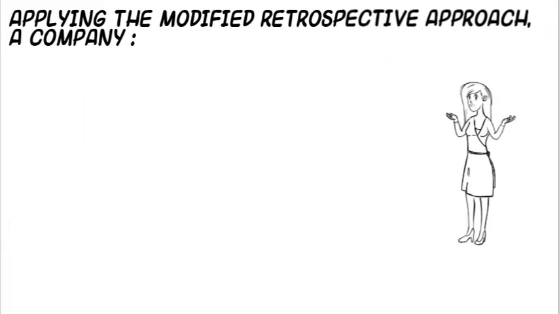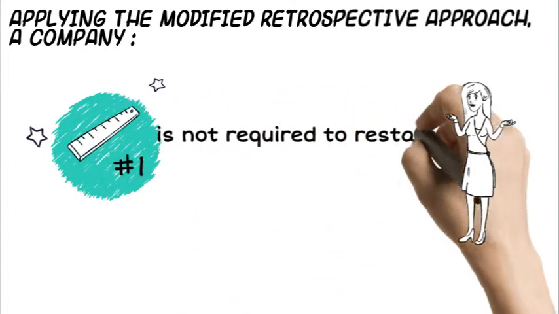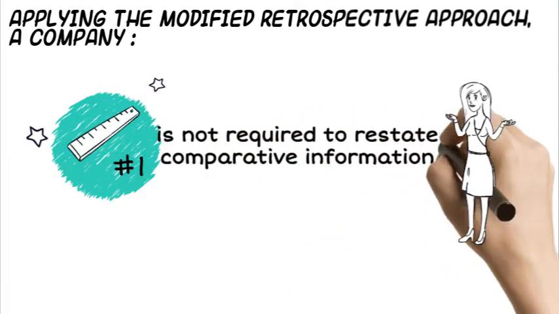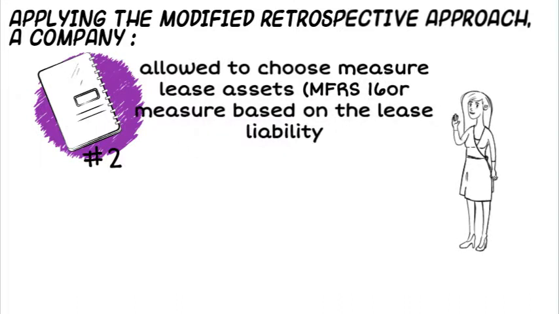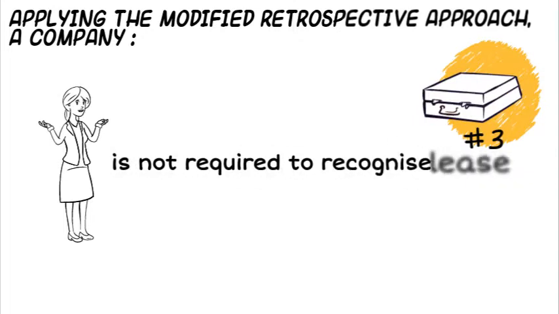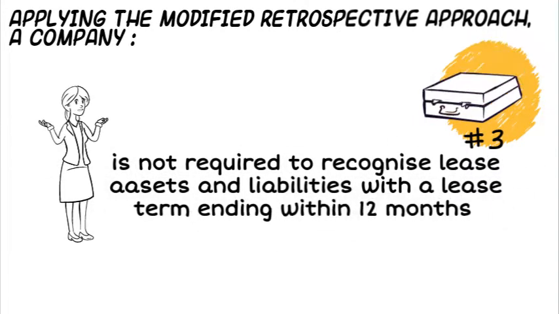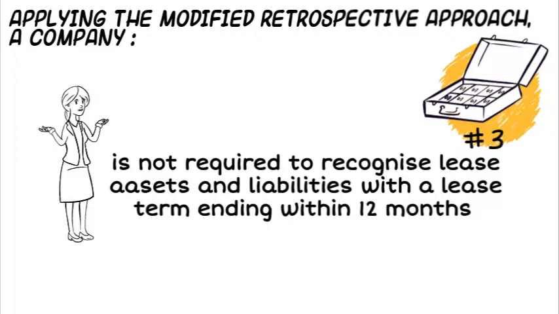With applying the modified retrospective approach, a company is not required to restate comparative information. Opening equity is adjusted. Second, a company is allowed to choose, on a lease-by-lease basis, between two alternative methods of measuring lease assets. A company can either measure lease assets as if MFRS 16 had always been applied, or at an amount based on the lease liability. Third, a company is not required to recognize lease assets and lease liabilities for leases with a lease term ending within 12 months of the date of initial application.